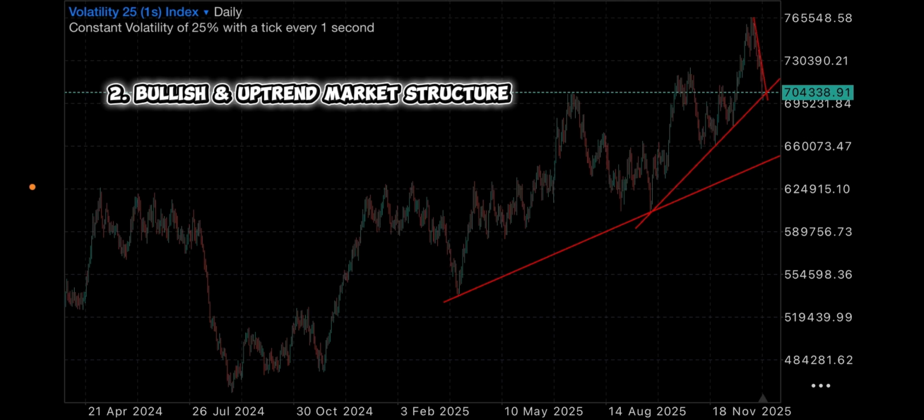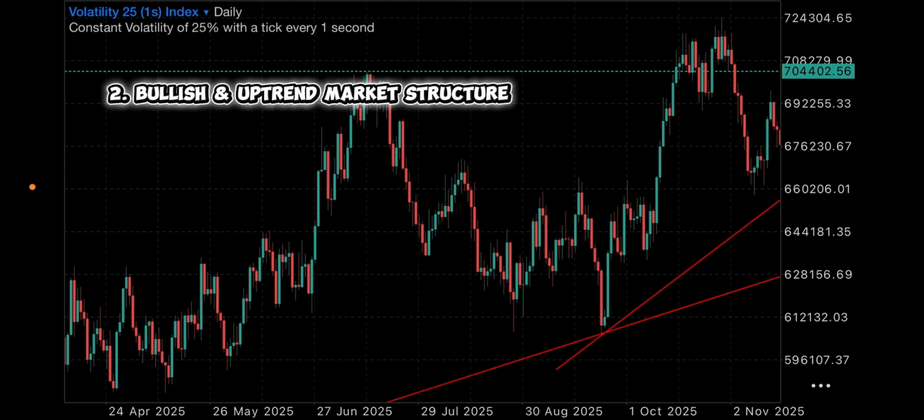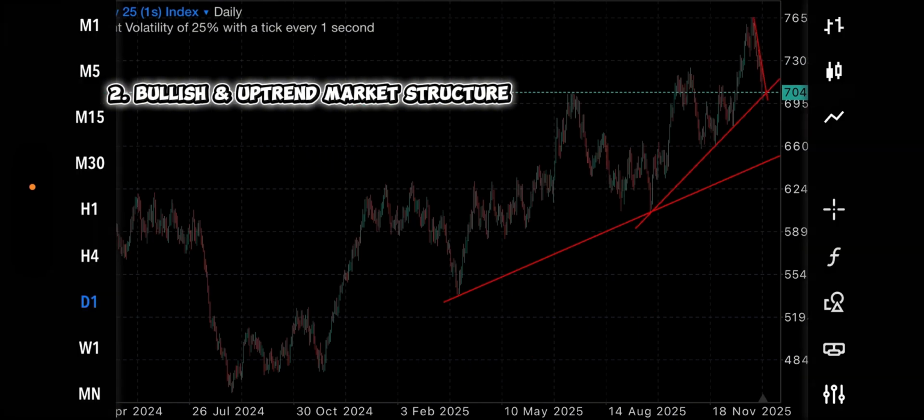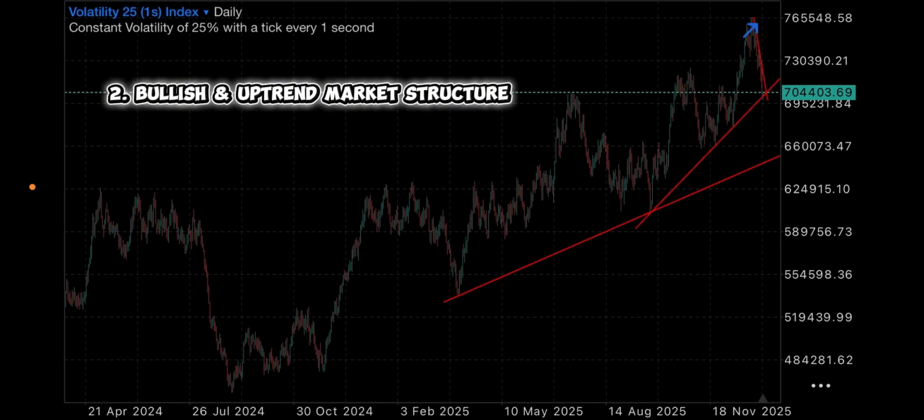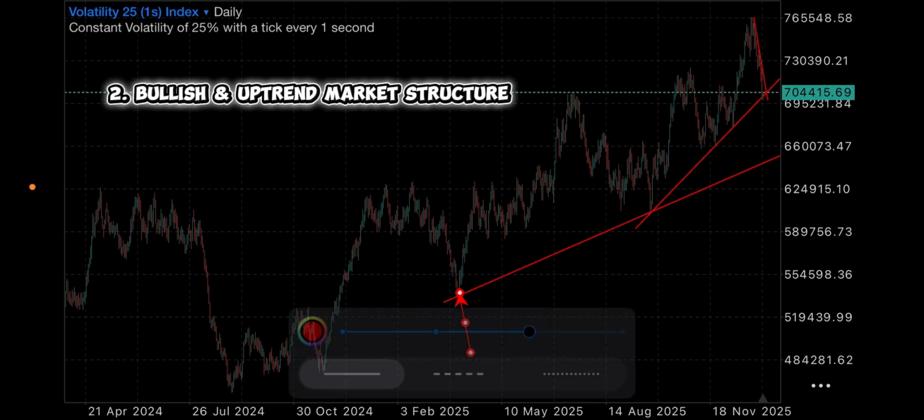And when trading, this bullish market structure creates higher highs and higher lows. Let me explain that for you right now. As you can see, this is a low, right?